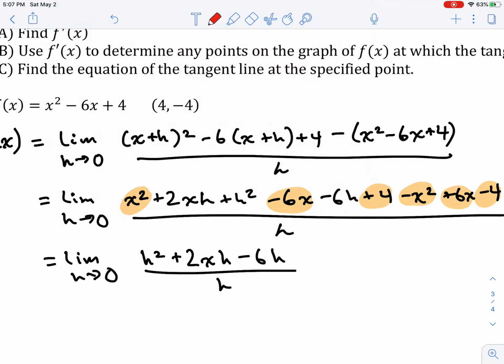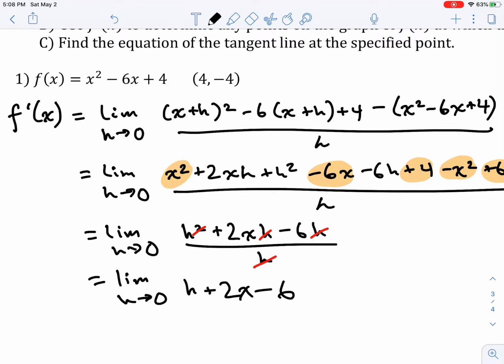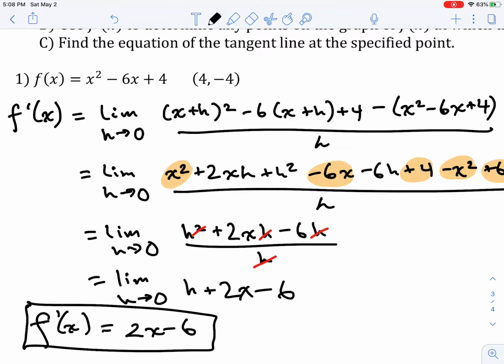All right, cool. So now I see that there's an h in both the numerator and denominator, so I'm going to divide all of those out. And what we're left with is the limit as h approaches 0 of h plus 2x minus 6. So now we're ready to actually find the limit. So what is the limit of this expression as h approaches 0? Well, when h approaches 0, effectively h is 0, we're left with 2x minus 6. So there's our derivative. All right, our derivative, f prime of x, is 2x minus 6.